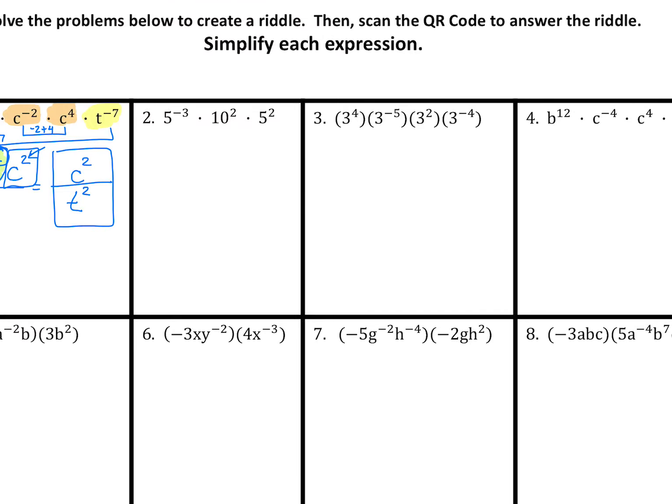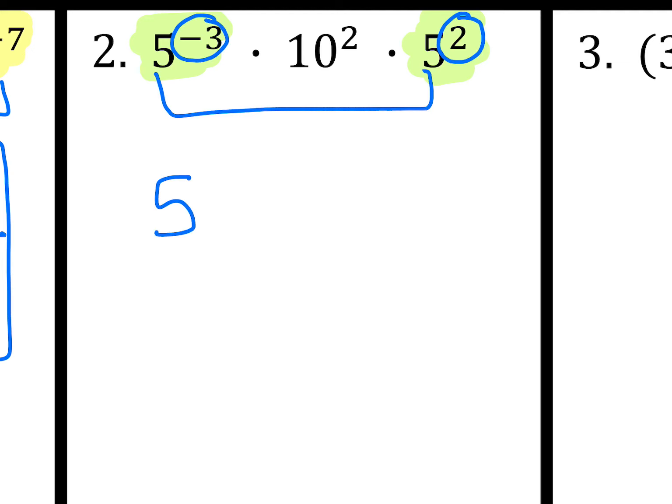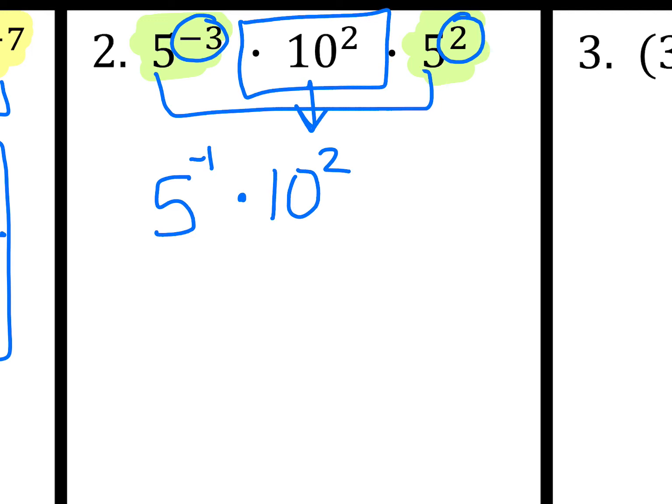All right. Number 2, multiplying. You need to identify like bases. 5 to the negative third and 5 squared are like bases. We're going to keep the base of 5, and we're going to add our exponents. Negative 3 plus 2 is negative 1. Since 10 squared doesn't have any like bases, it's just going to come along for the ride for now.